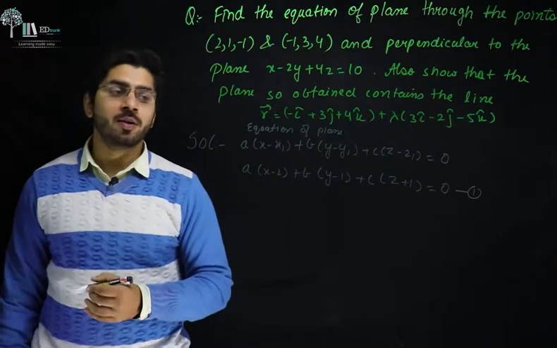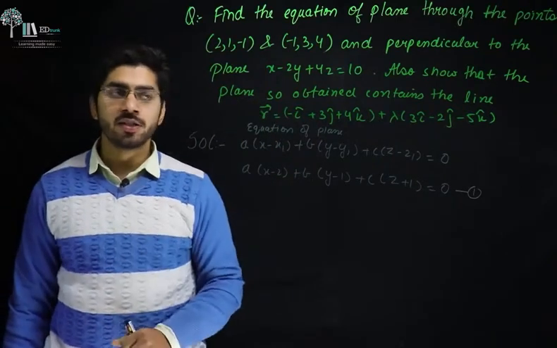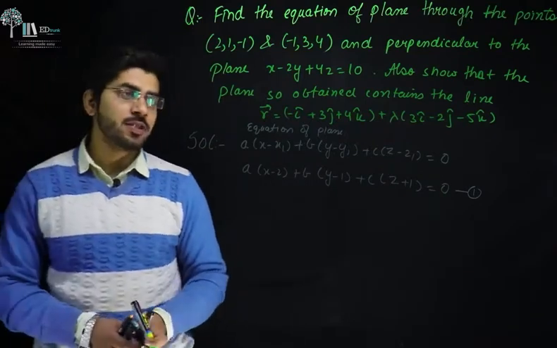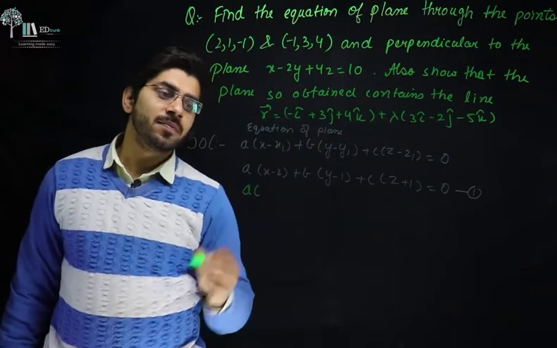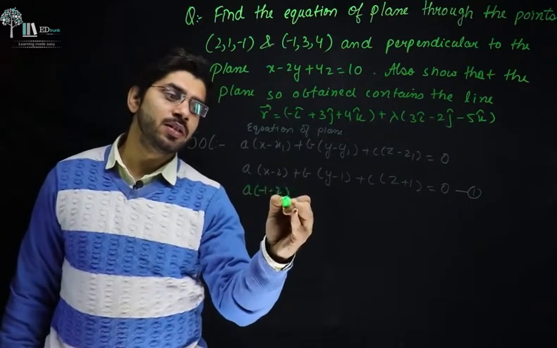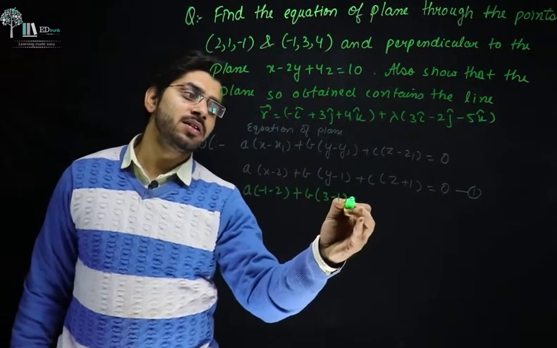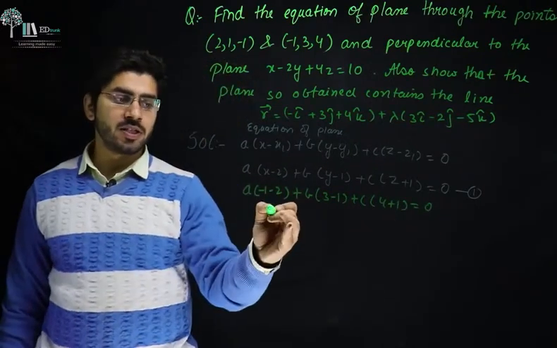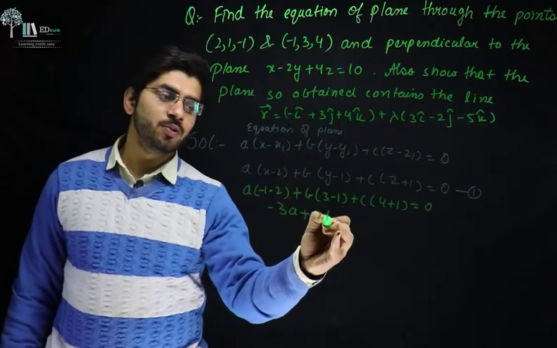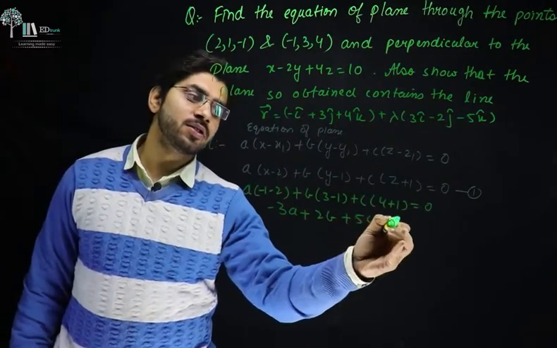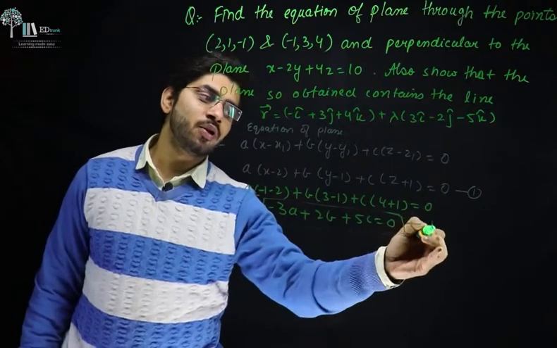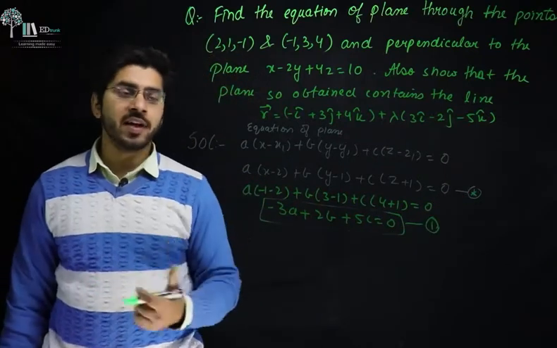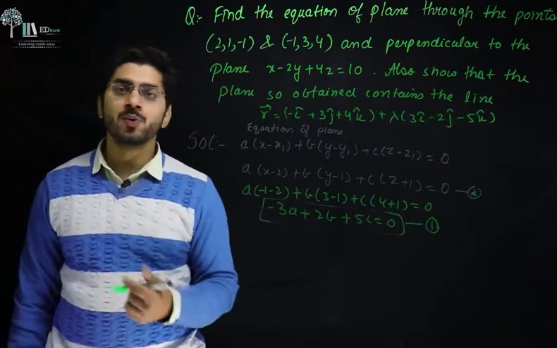Now this plane also passes through the point (minus 1, 3, 4). That means this point will satisfy this equation. So in place of x, y and z, we substitute this point. I'll get a(minus 1 minus 2) plus b(3 minus 1) plus c(4 plus 1) equals 0. Thus we get the equation minus 3a plus 2b plus 5c equals 0. So this is the first equation. We need to solve the equations to find the values of a, b and c.